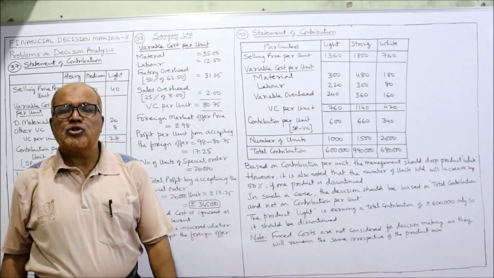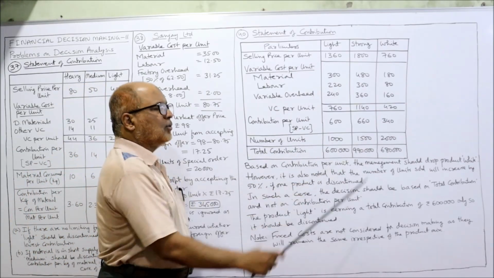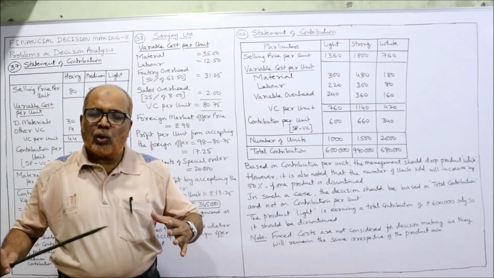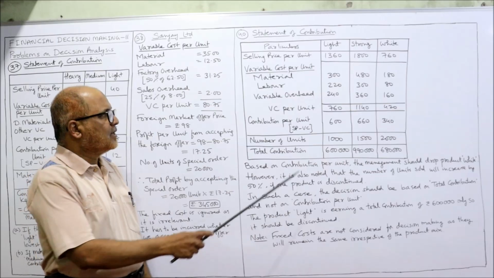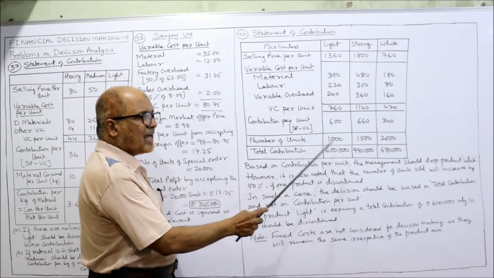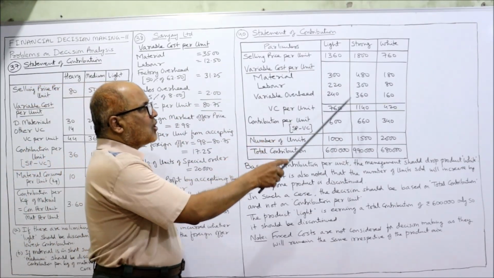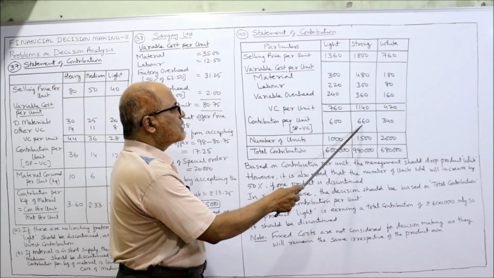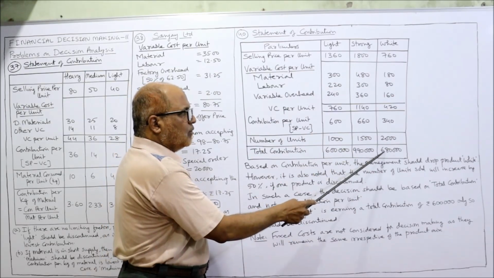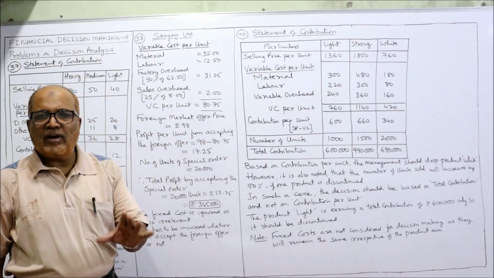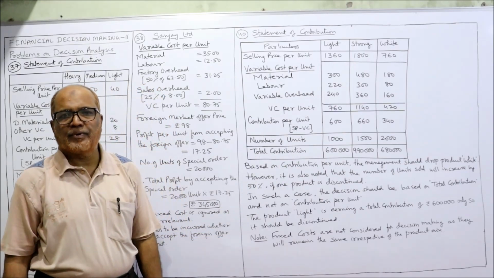Now after calculating contribution, the number of units are also given in the problem. The number of units are 1000, 1500, 2000. Now if you want the total contribution, multiply contribution per unit with the number of units. So here 600 into 1000, 6 lakh is the total contribution for the first product, light. Second product strong, 1500 into 660, you will get 9,90,000. 2000 into 340, you will get 6,80,000. So what we have calculated here is the contribution per unit and the total contribution, right?